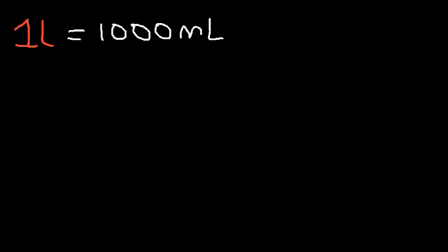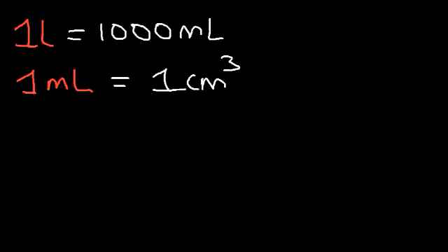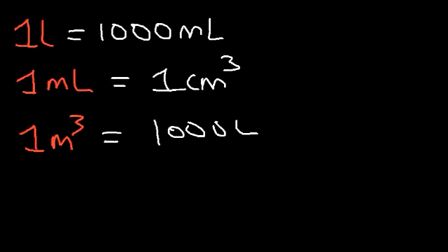So now let's move on into units of volume. 1 liter is equal to 1,000 milliliters. And 1 milliliter is the same as a cubic centimeter. And 1 cubic meter, well, that's equal to 1,000 liters. So let's work on some practice problems. How would you convert 346 grams into kilograms?